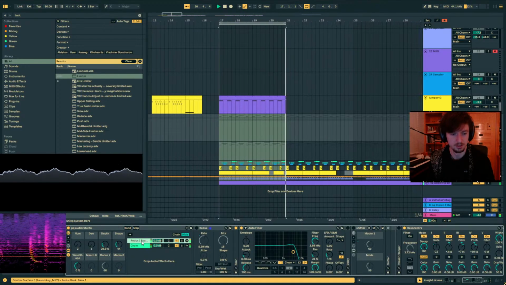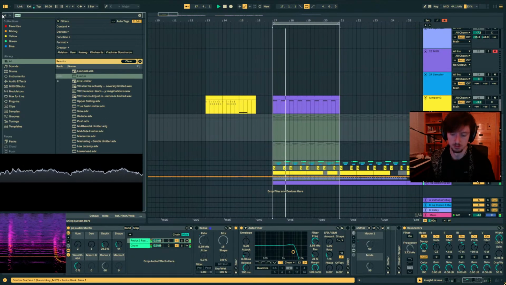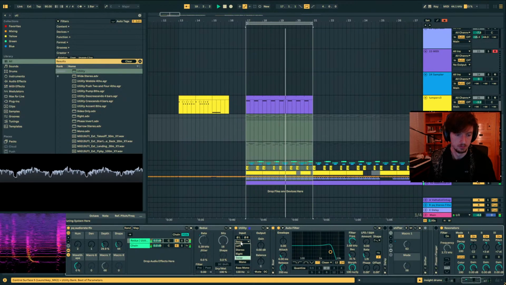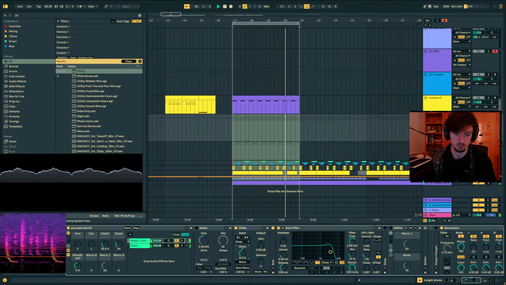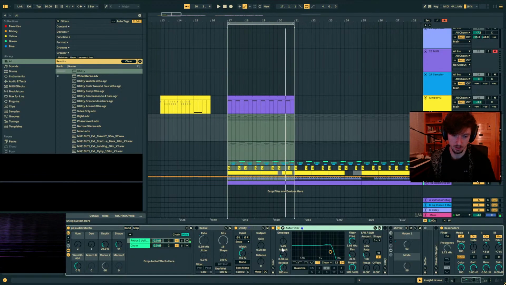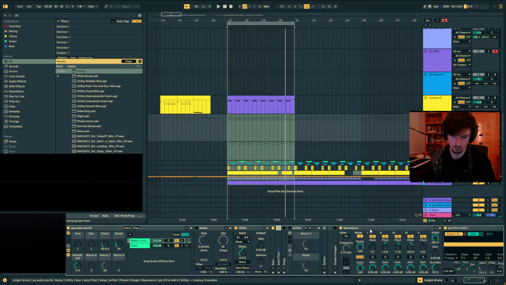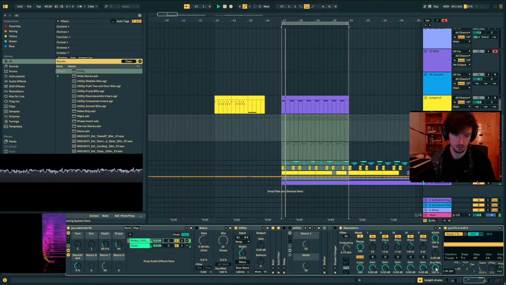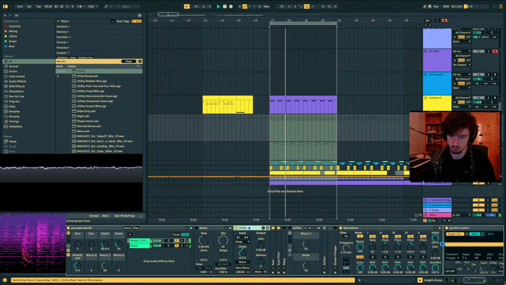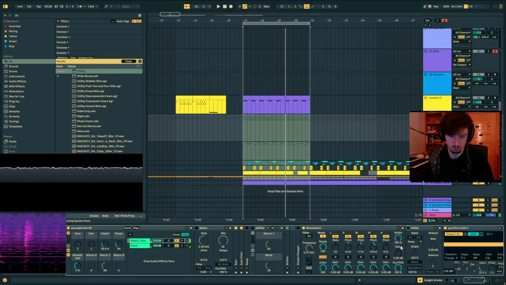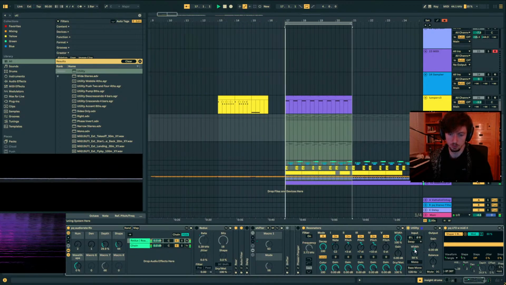Why is it so wide? Where's the width coming from? What is with that? These aren't panned. I don't understand why it's wide at all.